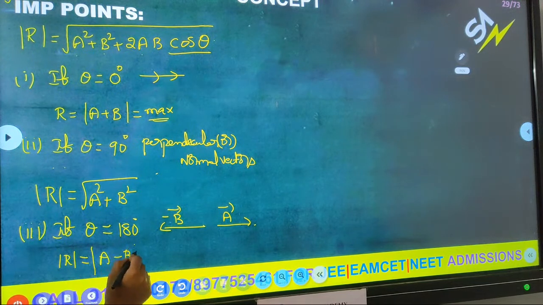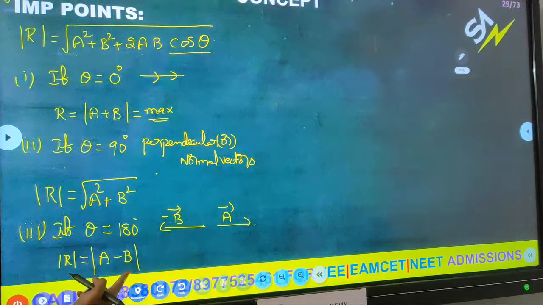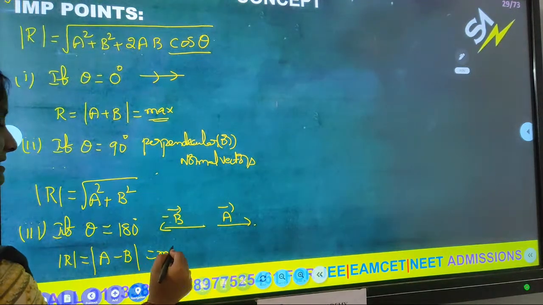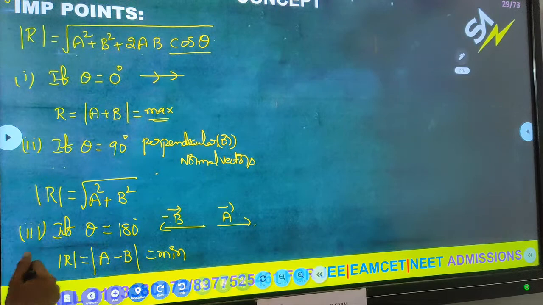It is the mod of the difference, you can take highest value minus lowest value. If B is greater, you can consider B minus A. So it also represents high value minus low value. This is the minimum resultant of two vectors.